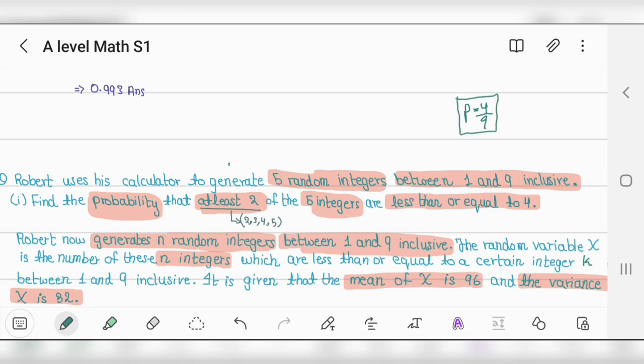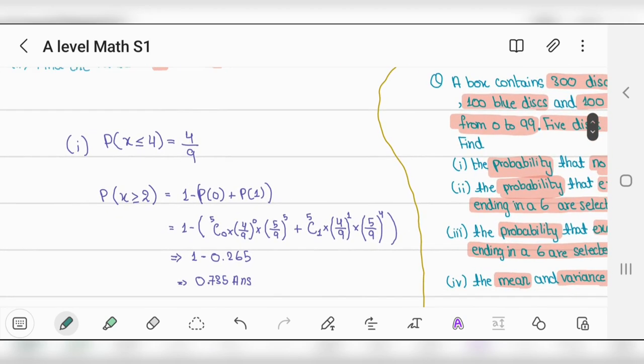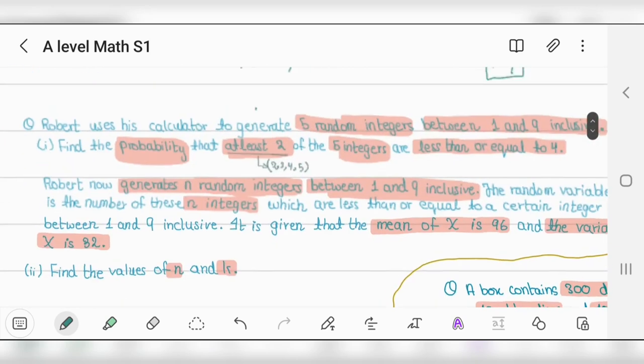Then it's saying at least 2 of the 5 integers, which means we can write it down like this: at least 2 is 1 minus P of having 0 and P of having 1. And voila, we can just do it like this. The probability of having 0 is 5C0 multiplied by 4/9 to the power 0, and then multiplied by 5/9 to the power 5. The same thing happens here, and I think this is how you will write it down. Then you get the answer. It's really easy. So this was part 1.